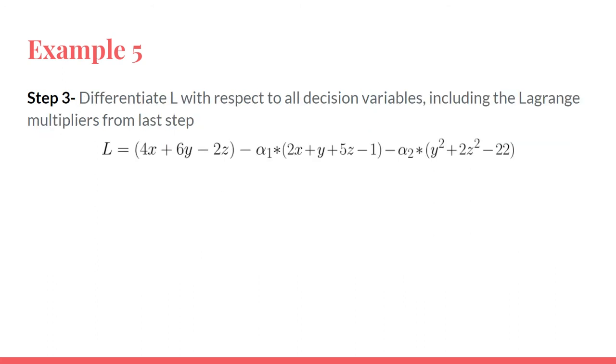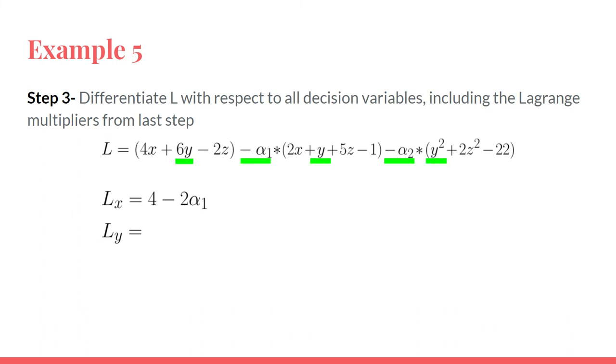We will then differentiate L with respect to all decision variables, including the Lagrange multipliers we introduced in the last step. First, let's differentiate L with respect to x. The terms inside of L that have x in them are going to be 4x from our objective function and minus alpha 1 times 2x from our first constraint. Thus, L sub x is given by 4 minus 2 alpha 1.